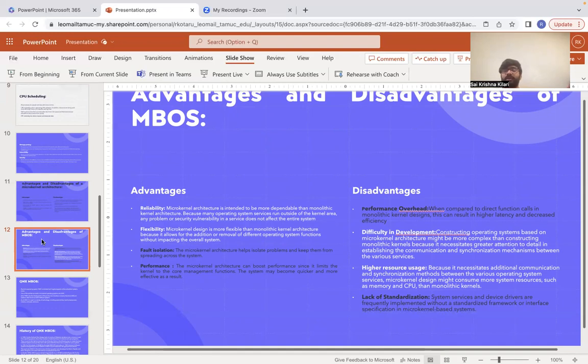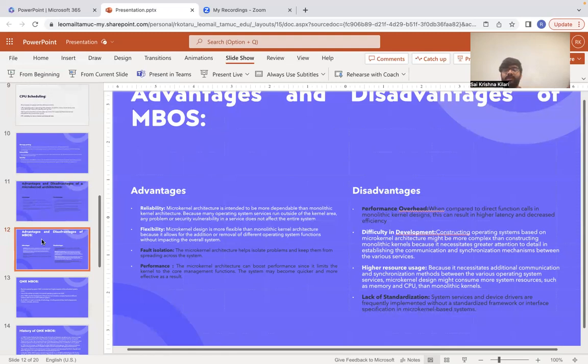Difficulty in development. Constructing operating systems based on microkernel architecture might be more complex than constructing monolithic kernels because of its necessities. Greater attention to detail is needed in establishing the communication and synchronization mechanism between the various services. Higher resource usage, because it necessitates additional communication and synchronization methods between the various operating system services. Microkernel design might consume more system resources such as memory and CPU than monolithic kernels.